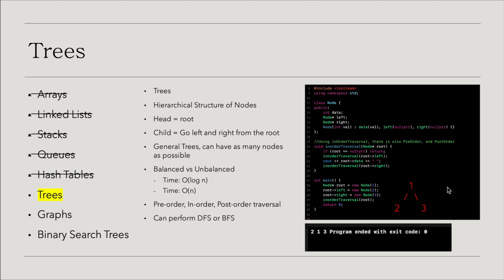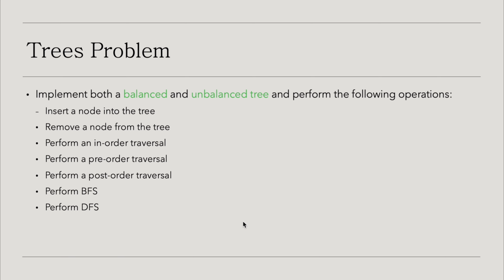Now that we have covered the basics of this overview of trees, let's head over to our practice problems. We are given the task to implement both a balanced and an unbalanced tree and perform the following operations. First, insert a node into the tree. Second, remove a node from the tree. Third, perform an in-order traversal. Next, perform a pre-order traversal. Finally, perform a post-order traversal, and then perform breadth first search and depth first search accordingly.